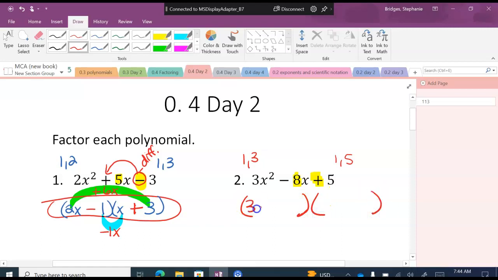And in the first, I'm going to put a 3x and a 1x in the front. And then I just have to decide where I'm going to put my 1 and my 5. So I'm going to do the process like I did before. I'm going to put the 1 first and the 5 second.